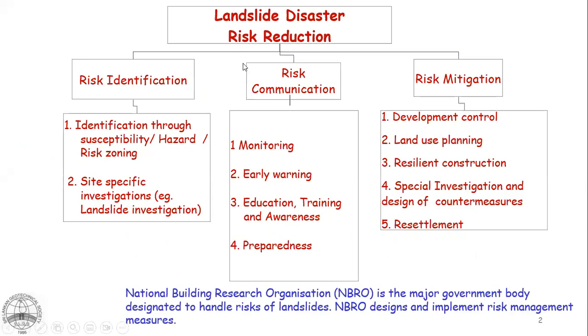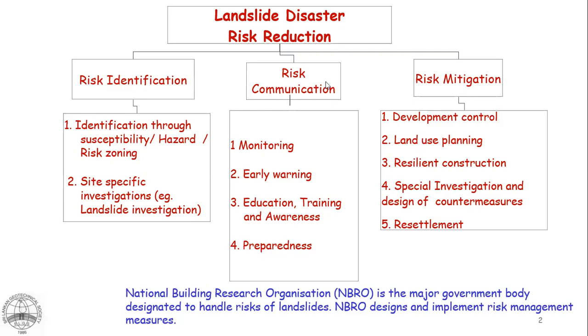The landslide disaster risk reduction was done in three stages: first, risk identification, risk communication, and risk mitigation. Under risk identification, we have developed hazard zonation maps. NBRO, the main government organization in charge of landslide risk reduction, has developed hazard zonation maps for the critical districts in Sri Lanka. I will elaborate on that. Then we have conducted site-specific investigations on critical sites, detailed investigations to identify the risk and mitigate them.